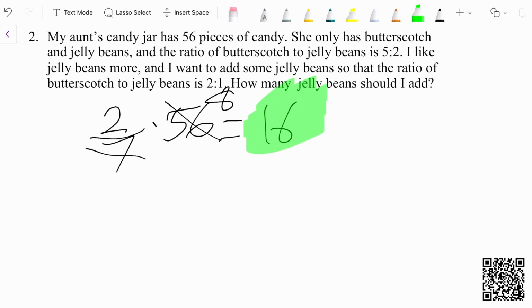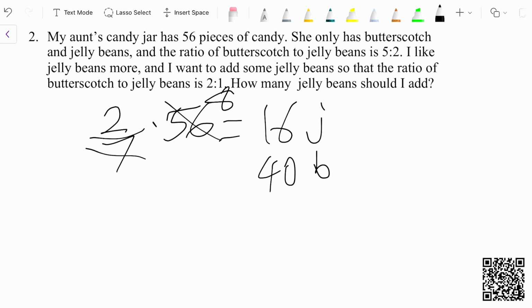Knowing now that there are 16 jelly beans, we can subtract from the total number of candy, and that is 40 pieces. So that means that there are 40 butterscotches, which is B. And J can be jelly beans.